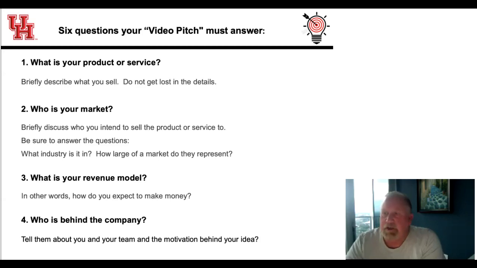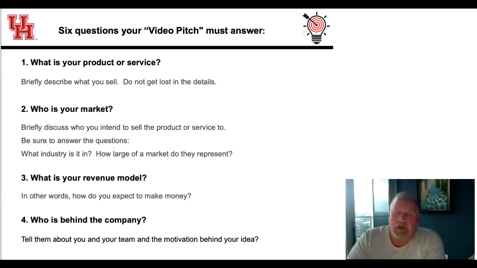Okay, the people should know what value you are bringing, what you have created that's valuable, and really describe that product or service in some detail so everyone clearly understands what it is. That's the first thing that you have to do.